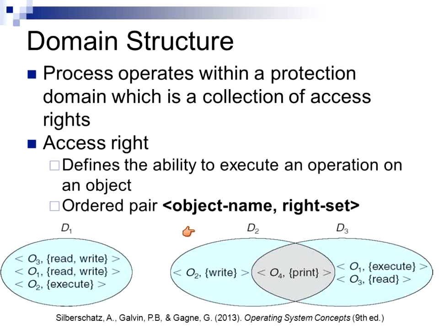Over here, we have two different domains, and there's some overlap between them. In domain 2, we can write to object 2 and print to object 4. And in domain 3, we can execute object 1, read object 3, and print to object 4. So you can think of here, we might have something like a shared printer where these two different domains share that printer, and they can both use that printer. Okay? So that's one way of looking at a domain structure. What are the rights in that domain that are granted for a particular object?